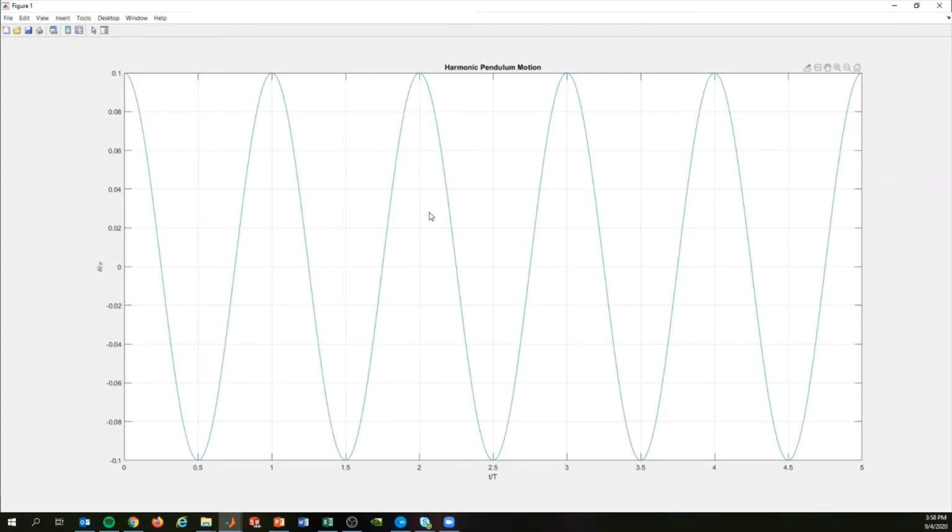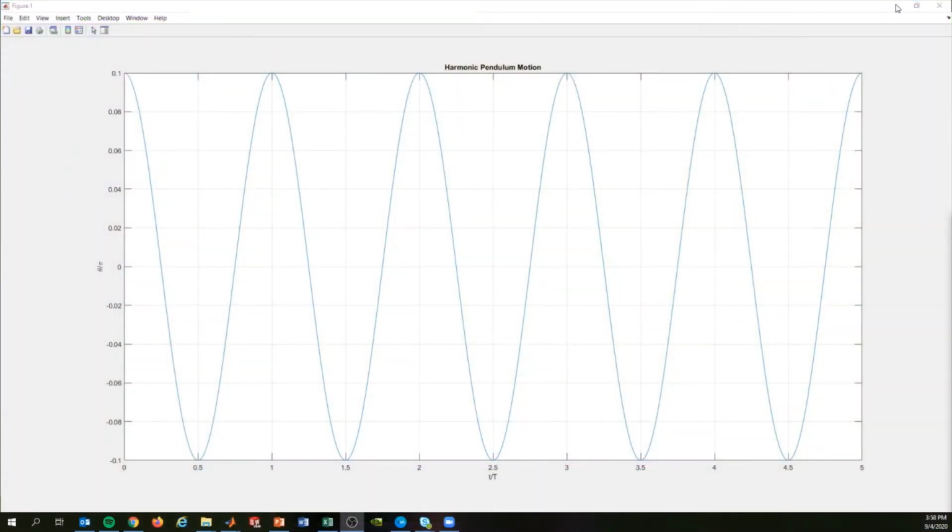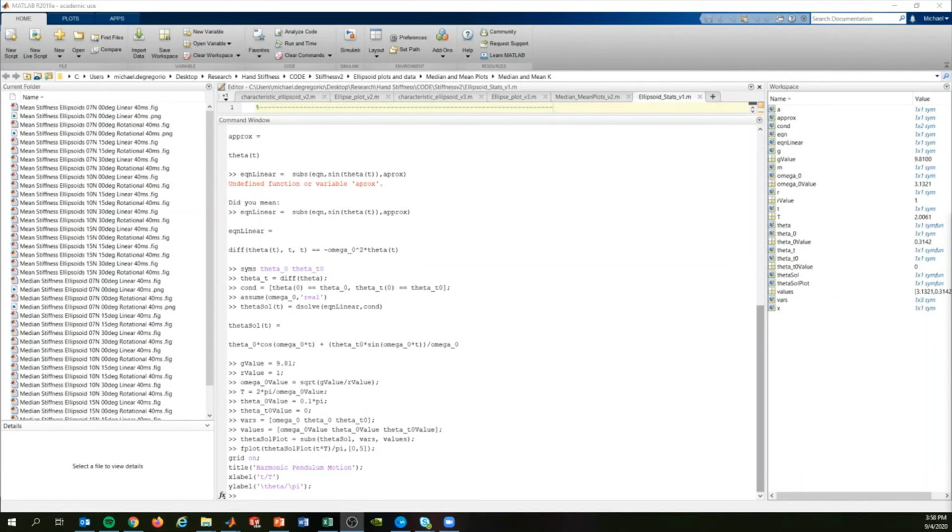The pendulum oscillates, right? Hopefully that's what we would expect, that our pendulum would oscillate between 0.1 and minus 0.1. And that is the ideal case. But that's probably not what we saw in our experiments, right? What did we see? Well, we saw the results of a somewhat nonlinear model.